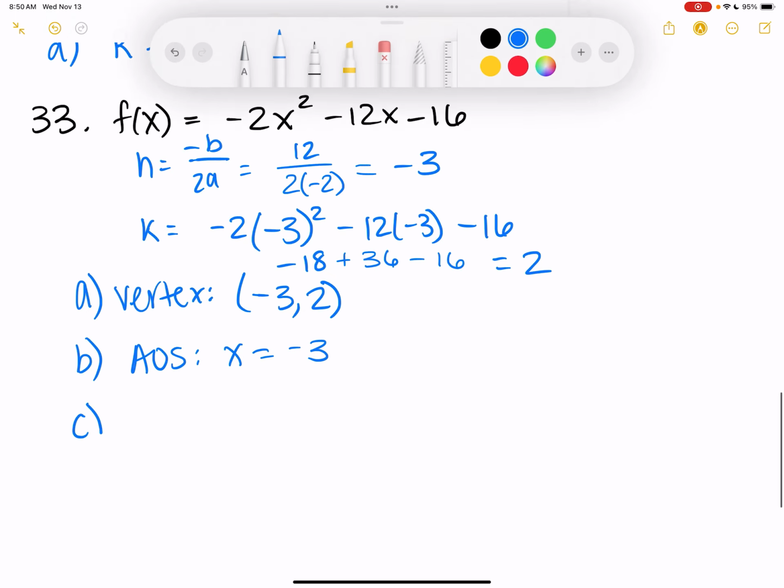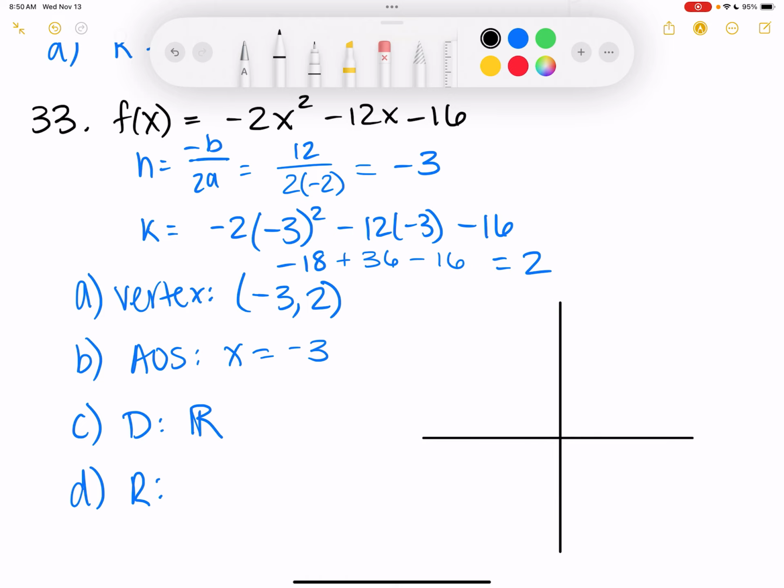What's the domain? All real numbers, and we'll find range in a second. Which way is this one open? Down. Yep. All right, so my axis of symmetry is at x equals negative 3. Get that on there. Vertex is at (-3, 2).